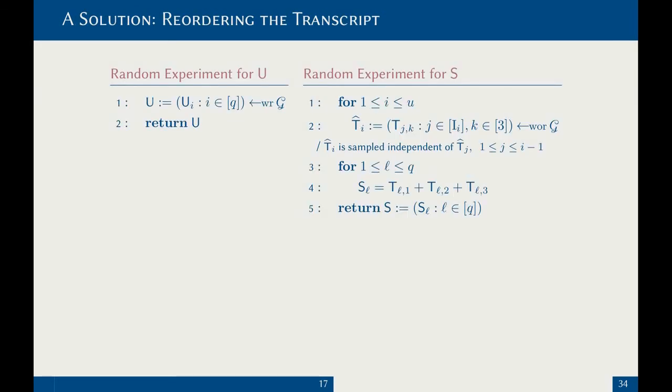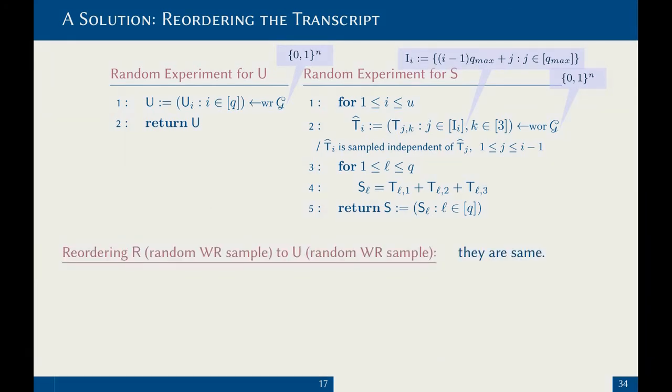Transcripts U and S can be thought of as being generated by these two random experiments. Now, for transcript U, the Q tuple is sampled with replacement from the set G, which is nothing but the set {0,1}^n. And for random experiment S, what we do is that for each user, we sample 3 times q max many elements without replacement from the set {0,1}^n. And then we divide these 3 times q max many elements into q max many triples. Then finally, for each l in q, we take these triples one by one, take their sum, and generate the corresponding element of the Q tuple.